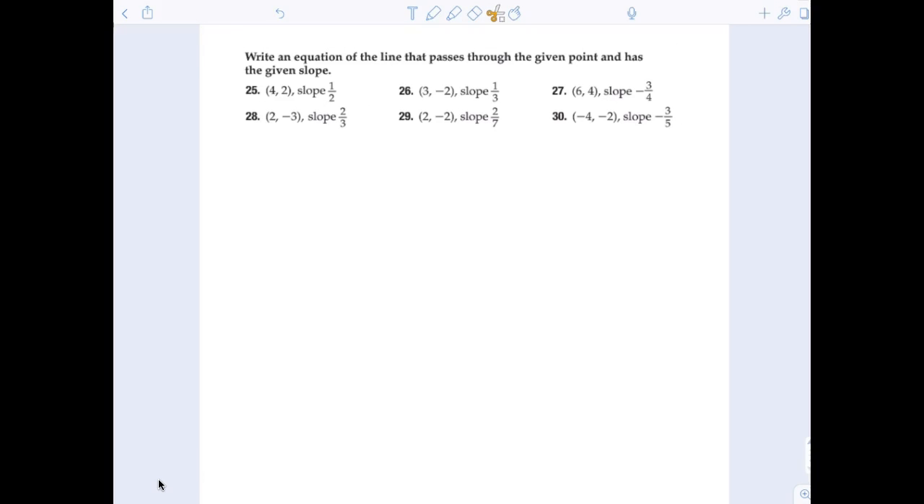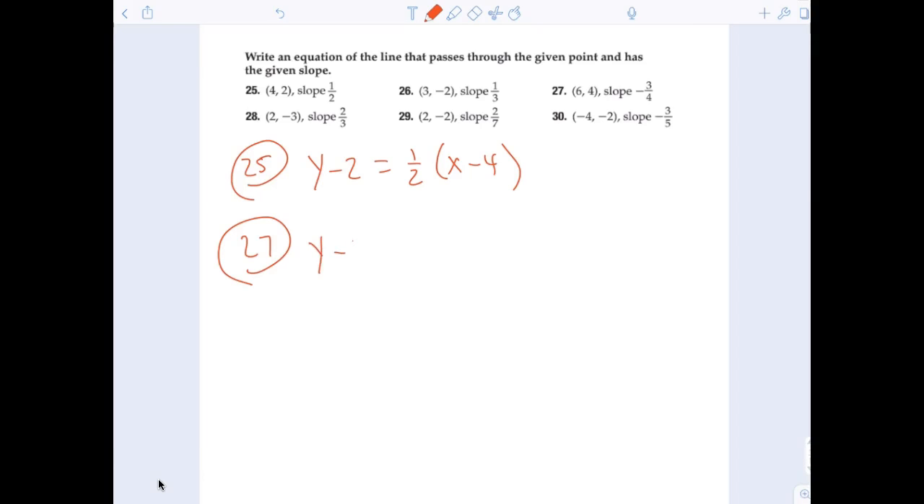Okay, 25. All right, Caroline. It would be y minus 2 equals 1/2 times x minus 3. Beautiful. 27. Miles. Oh, 27, sorry. 27 is, and that would be y minus 4 equals negative 3/4 times x minus 6. Beautiful. And then finally, 29.